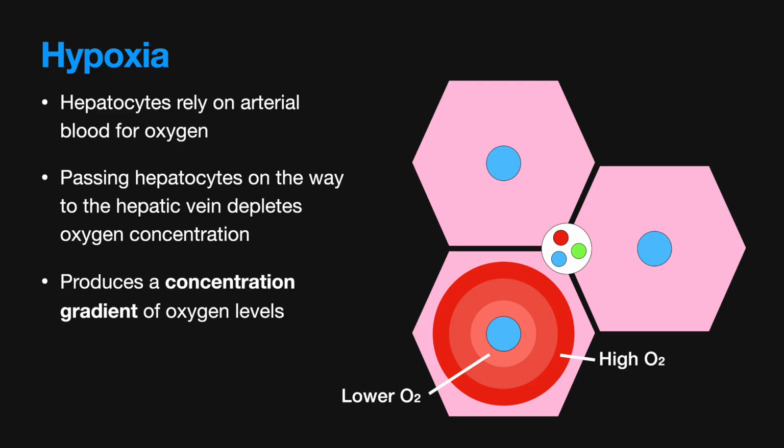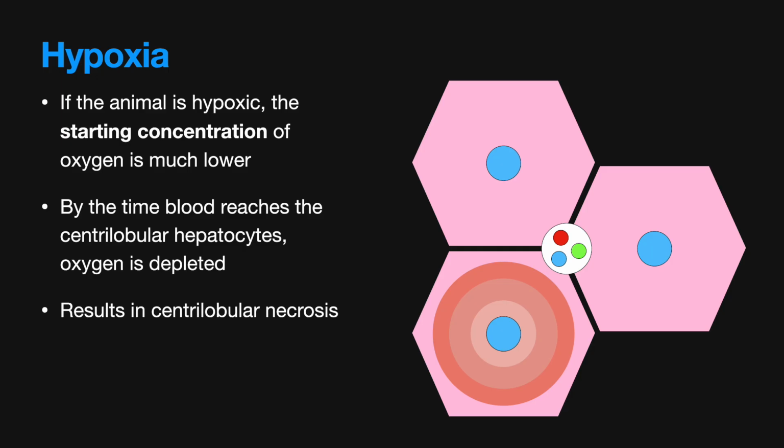Hepatocytes rely heavily on arterial blood oxygen. However, that blood must pass by a lot of hepatocytes on its way to the hepatic vein. This results in depletion of oxygen concentration by the time that blood reaches the hepatic vein, which produces a concentration gradient of oxygen levels that the hepatocytes can be exposed to. In animals that are hypoxic, the starting concentration of that oxygenated blood is much lower. Therefore, by the time the blood reaches the centrilobular hepatocytes, oxygen will be almost completely depleted. This results in cell death, specifically targeting the centrilobular hepatocytes.